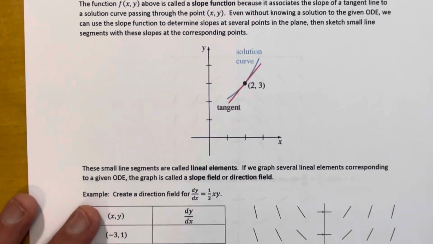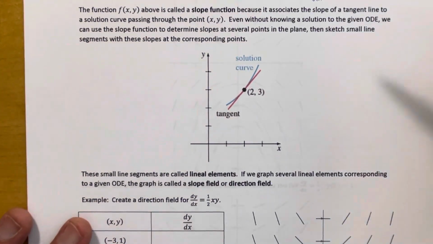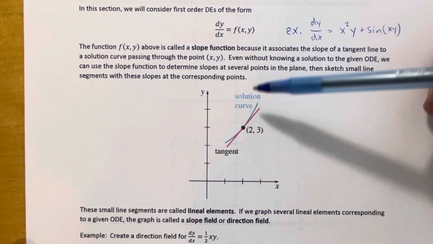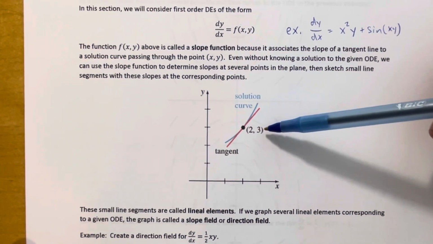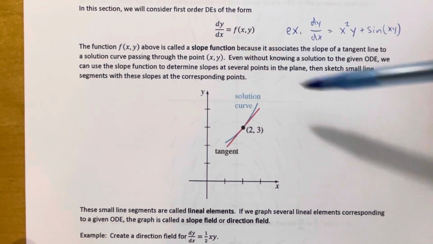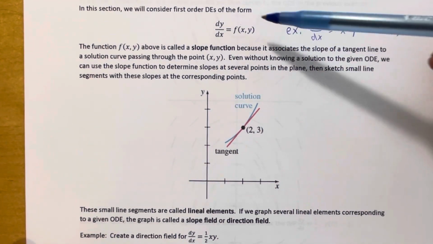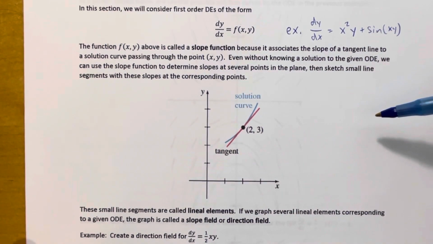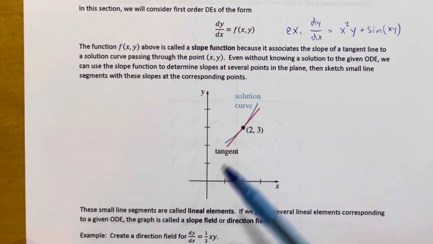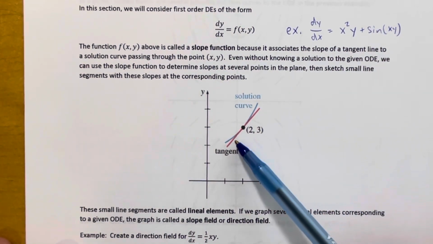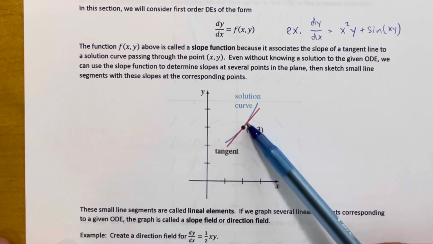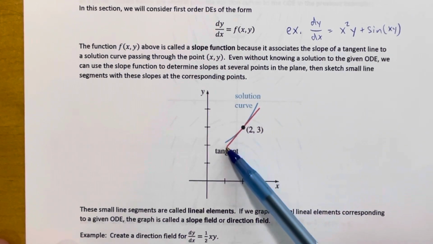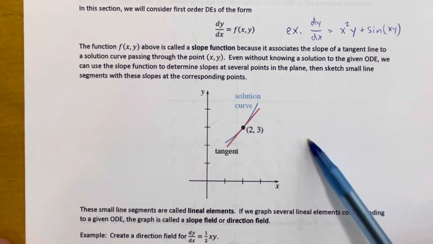The idea behind what we're going to do is take differential equations in this form, pick a bunch of different points, and plug them into the slope function. The numbers we get out are going to represent slopes at all of these different points. On a graph, which you're going to see in just a moment, we're going to plot little line segments through those points, where those line segments have whatever slope we just found.